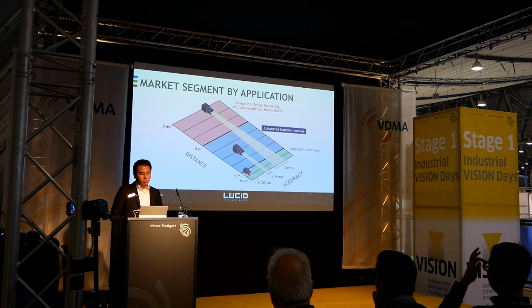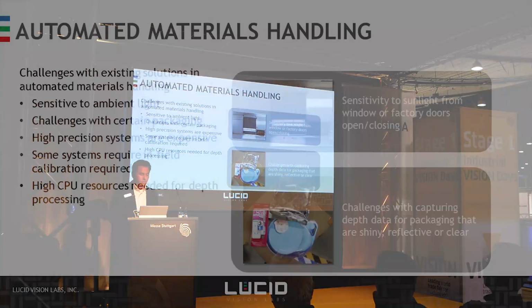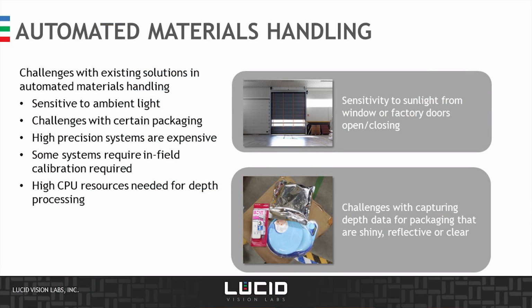So for us, our product will be focused on automated materials handling. In materials handling, currently there are many challenges. Number one being sensitivity to ambient light. Even though warehouses are indoors, there are windows or doors that open and close, so the sunlight gets introduced, and that creates a problem when it comes to 3D imaging.